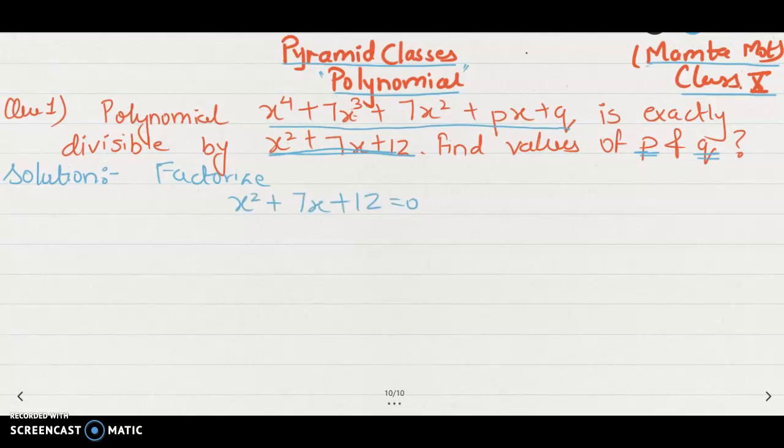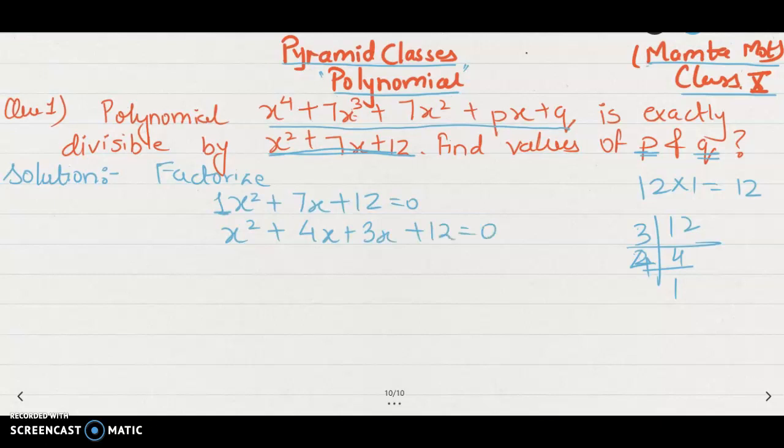How will we factorize? First we multiply the numerical coefficient of x square, that is 1, and the constant term 12. We get 12. What are the factors of 12? 3 fours are 12, and 4 plus 3 will give you 7. We can write here x square plus 4x plus 3x plus 12 is equal to 0.